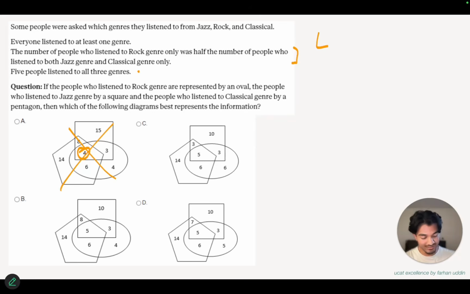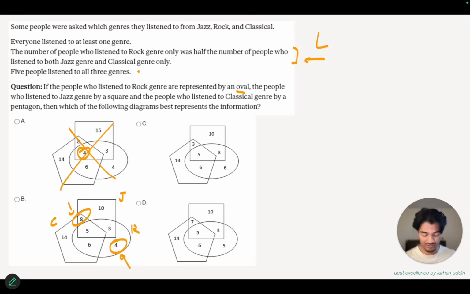So legend-wise, we've got the oval with rock. And then we've got the people who listen to jazz as a square. And then we've got the classical genre with the pentagon. Lovely. So now that we've labeled, now that we know what it looks like, we can start to make sense of something like this. The number of people who listened to the rock genre only, so you're basically looking at this number, was half the number of people who listened to the intersection of jazz and classical. So the intersection of jazz and classical is this. So is this number half of this?